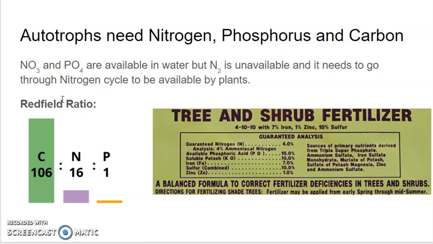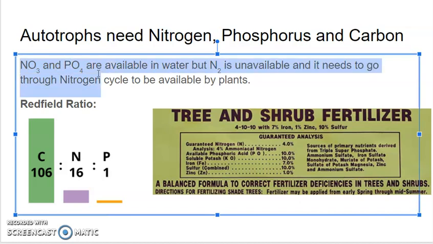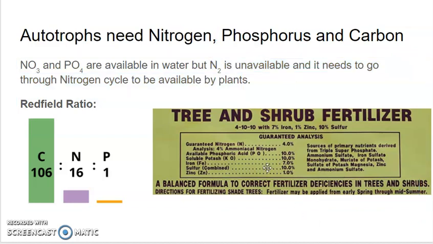In the textbook, it says some nutrients are available through the soil, like nitrate and phosphate, but if the soil lacks these nutrients, you need to use fertilizer. And some of them are not available, like nitrogen. To get this nitrogen, you need the nitrogen cycle, which depends on the decomposers, bacteria. So it is a huge, interesting cycle that we will discuss later.